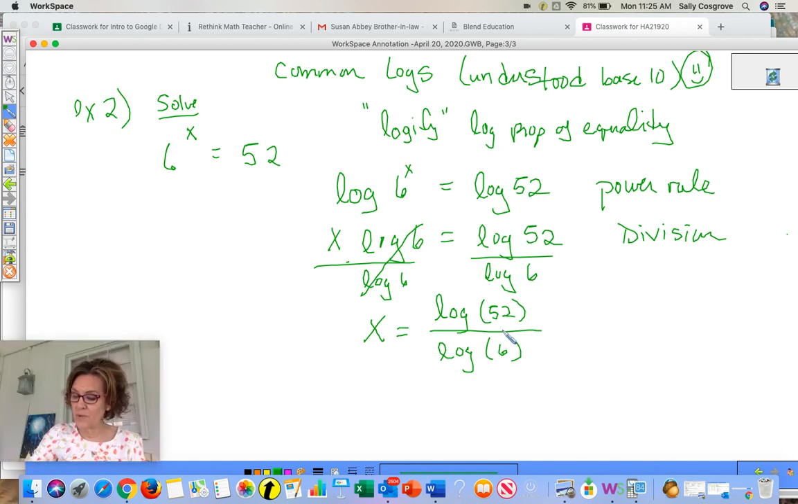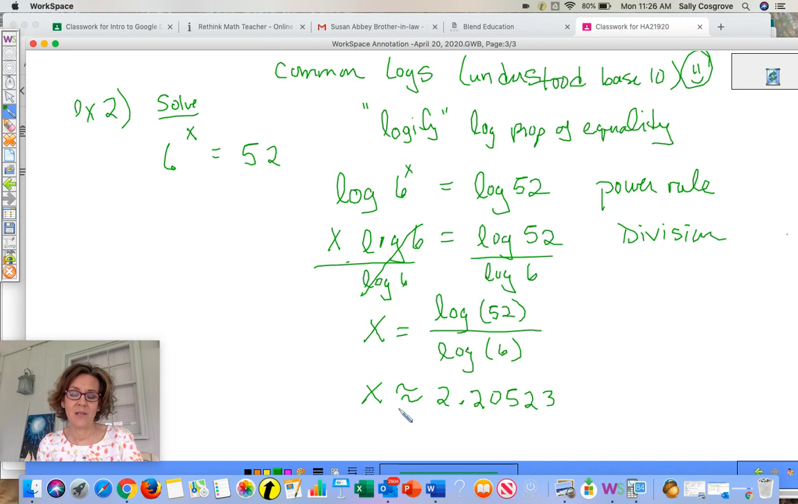And I will round it. So we're going to say x is approximately 2.20523. We don't want to round very much, and when you round in logs, you really skew things. So that's why we're taking it 5 places past the decimal. This is the correct answer. But I want to show you that you can use your calculator to check this.